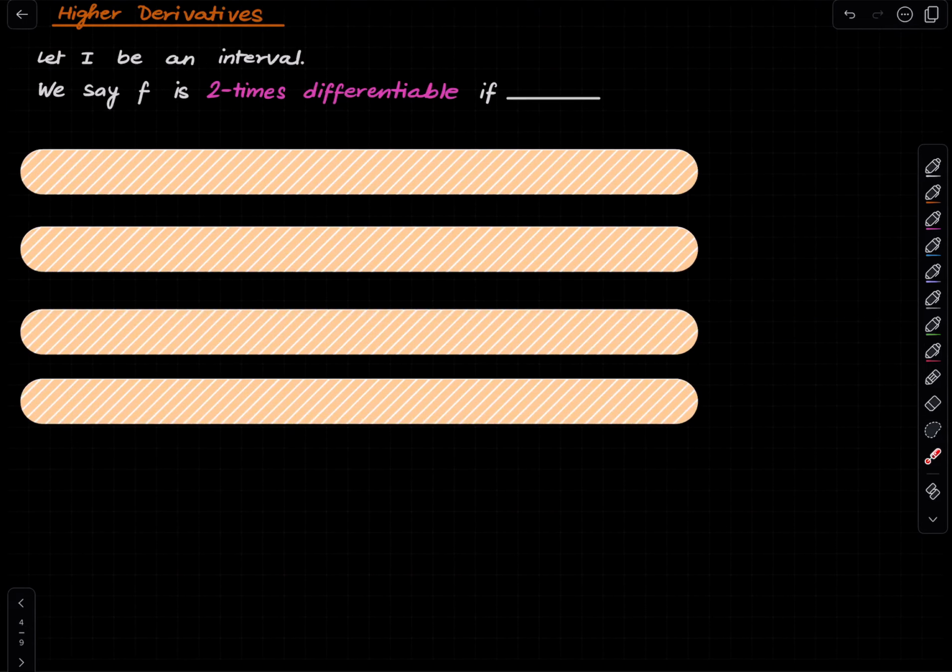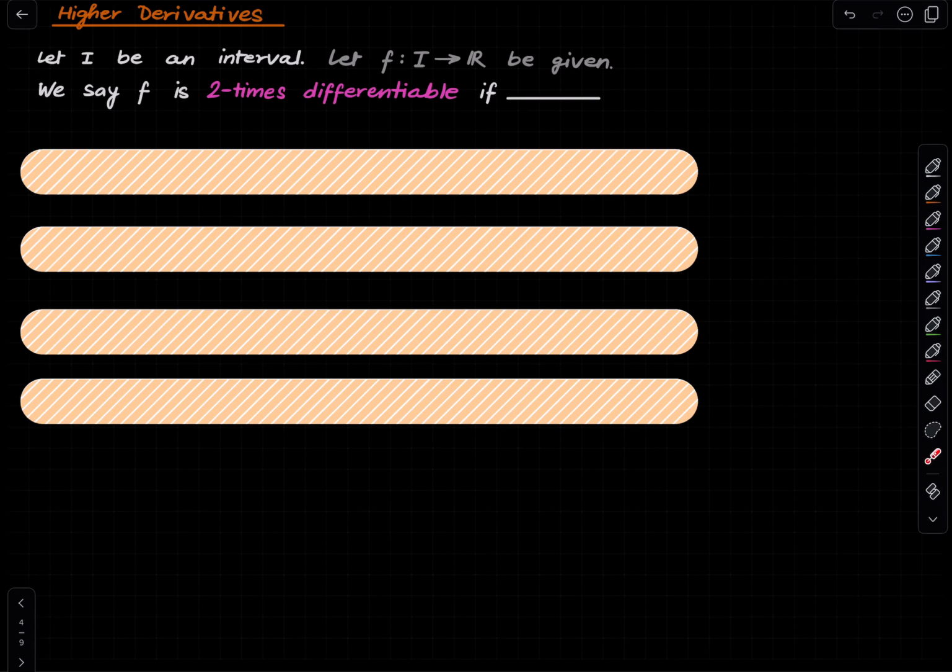So fix an interval, and just for the sake of understanding, keep that as an open interval. That's the easiest to psychologically keep in mind. You can also take this to be the entire real line for the sake of understanding. All right, so we also need a function. So let f be a function. Okay, so we have an interval I and a function defined on it.